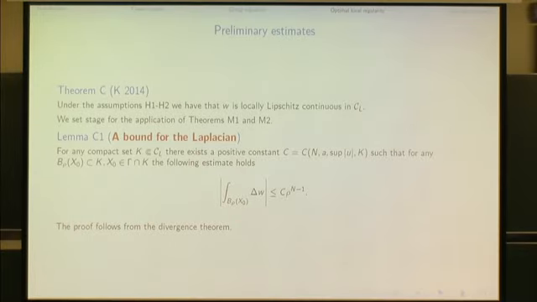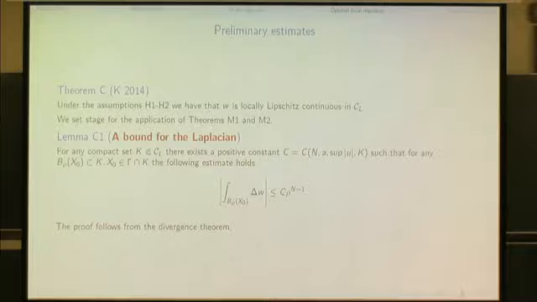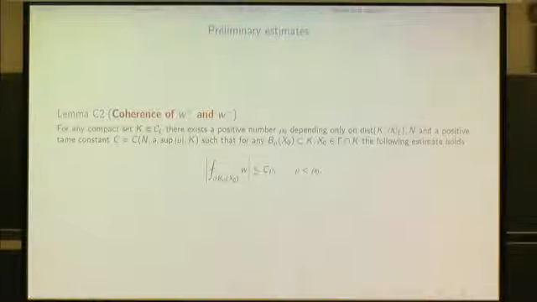And this just follows from standard potential estimates. No, sorry, this one actually follows from the divergence theorem. You just integrate the equation. Here's your equation. So just integrate this, then you will get this. And then using that estimate for the Laplacian, you can get this coherence estimate. This is one of the most important estimates, which says that basically your u plus and u minus behave pretty much in the same way.